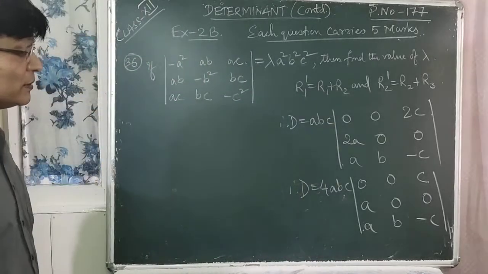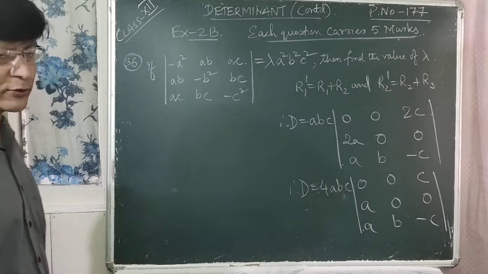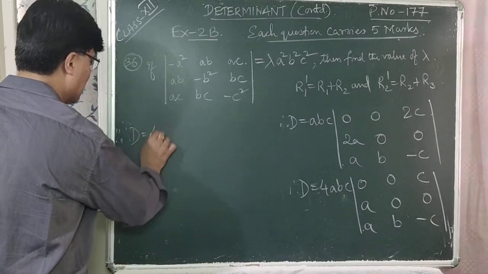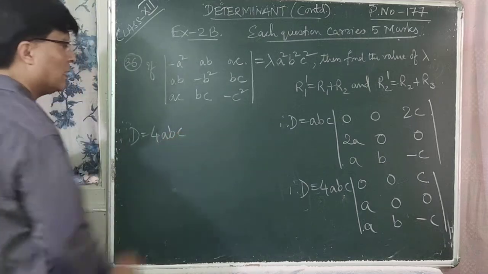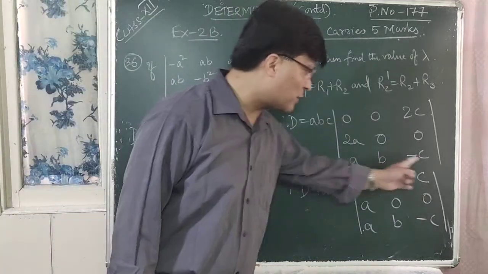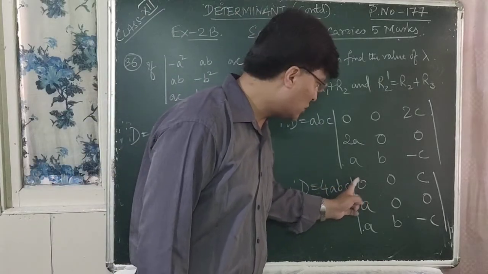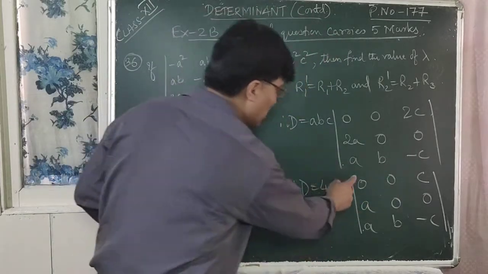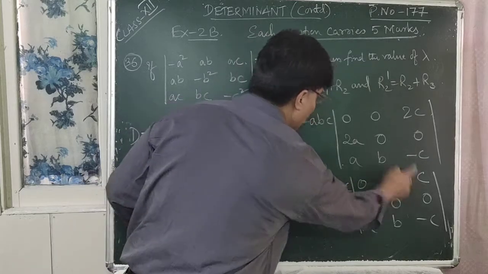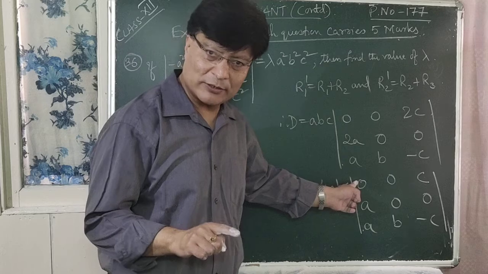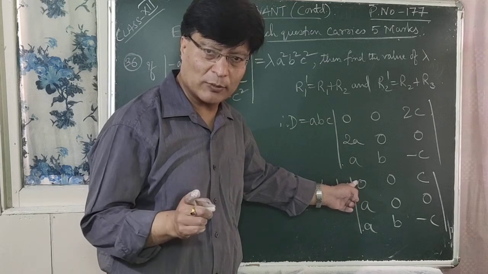You can expand it with respect to the first row, isn't it? So, therefore, D is equal to 4ABC. Now, let us expand it with respect to the first row. That means, with respect to the first row, 0, 0, C. What is the method? Plus, minus, plus. Now, plus 0 will be there. Will you write 0? No, because 0 into any number is always 0.